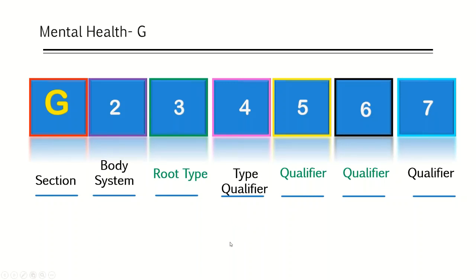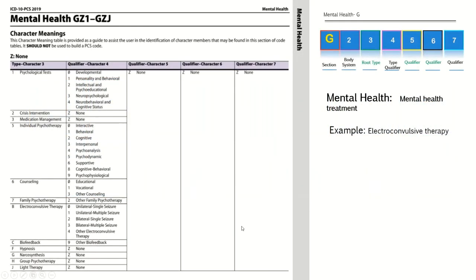Let's take a look at the character meanings page. We know we're on the correct character meanings page because the first character is a G. And if we define mental health treatment, that's what it is. An example is electroconvulsive therapy. Now let's take a look at our characters. Z will be our body system, which is none. Then we move on to character three, our root type.